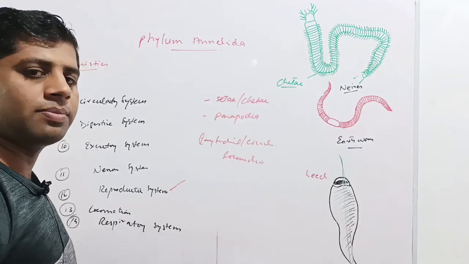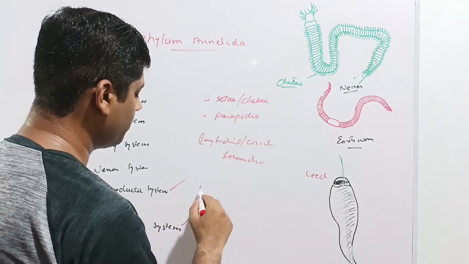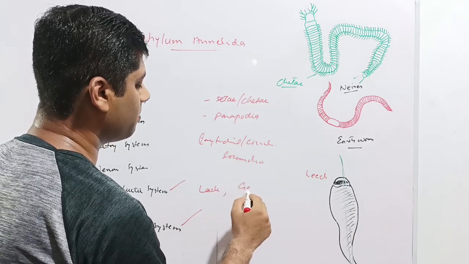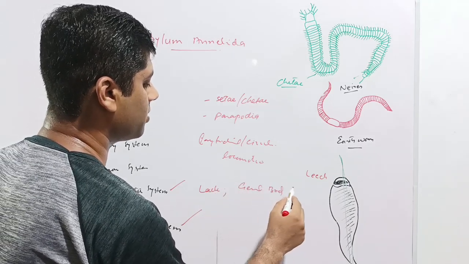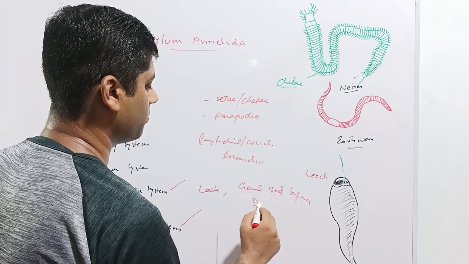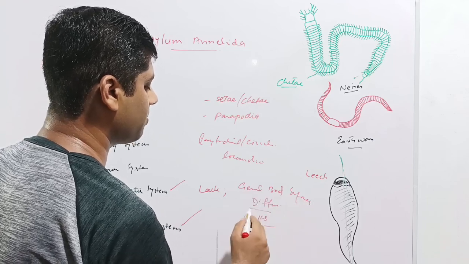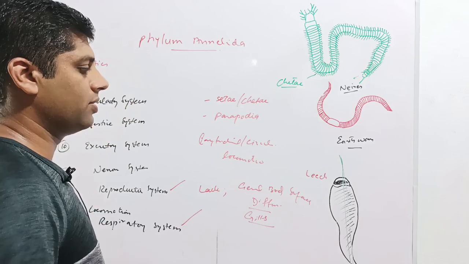Next is the respiratory system. Annelids lack the true respiratory system, and the respiration occurs by general body surface by the process of diffusion, or in some conditions the gills are present, for example in case of leech.